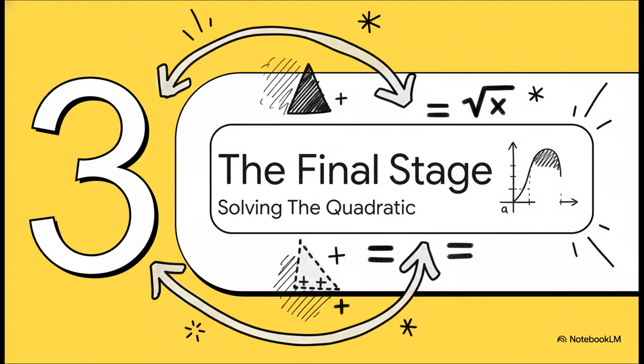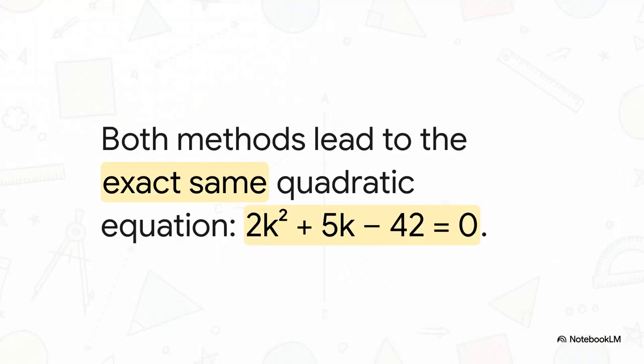Now, here's where it all comes together. It doesn't matter which path you took, whether you went with gradients or you chose Pythagoras. After you expand all the brackets and simplify all the algebra, both methods lead you to the exact same place. How neat is that? 2 completely different starting points, and they both converge on this single quadratic equation. That's when you know you're on the right track. Okay, so now for the final part of the puzzle, we just have to solve this thing.